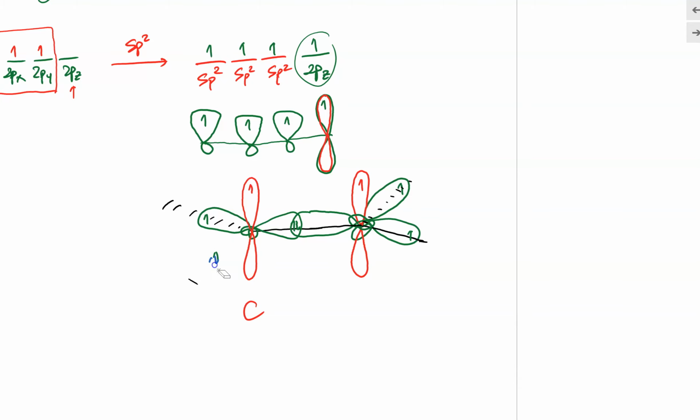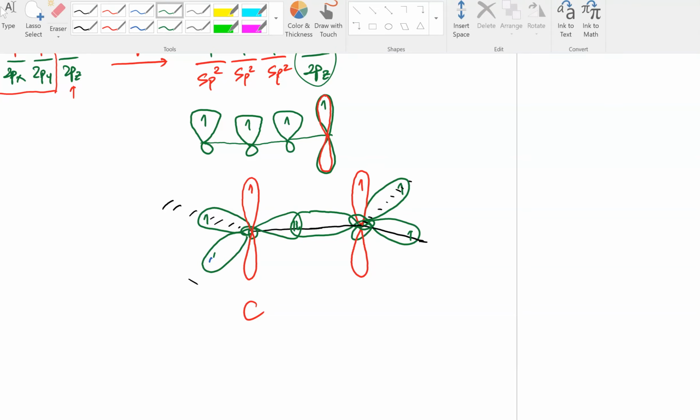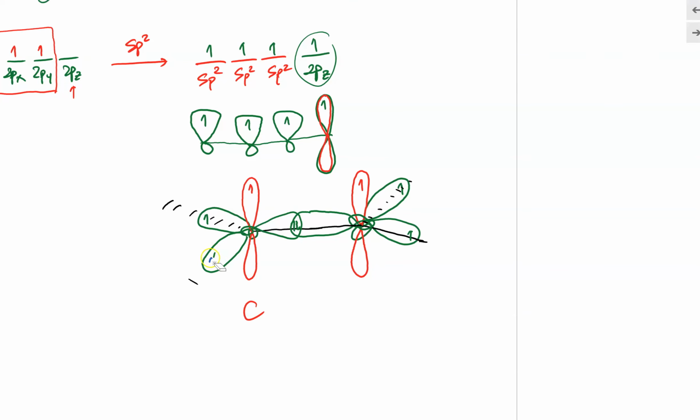So let me go ahead and redraw this a little bit better. So let's create this back again. And now let's put in the hydrogen. So this is where the hydrogen would be. And now the electron from the hydrogen and the electron from the sp2 orbital of this carbon right here will overlap together to form that sigma bond.